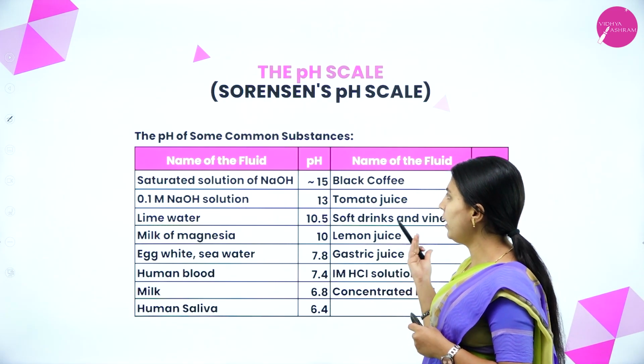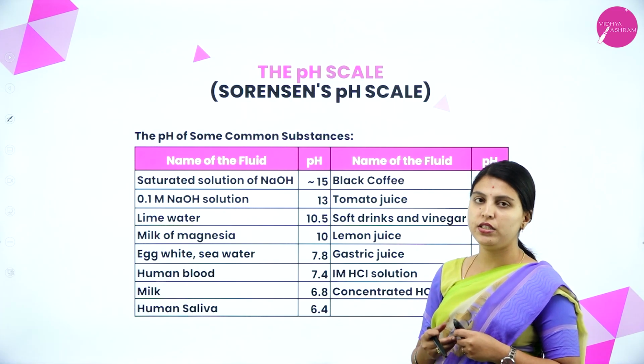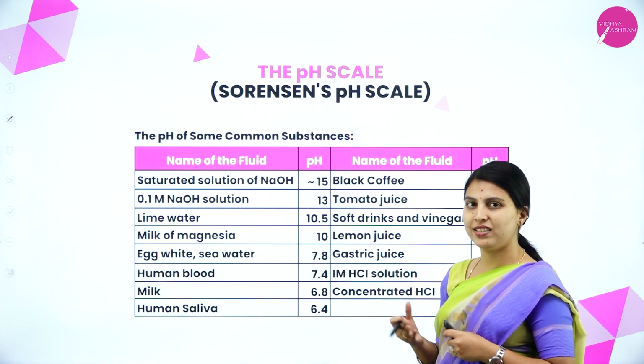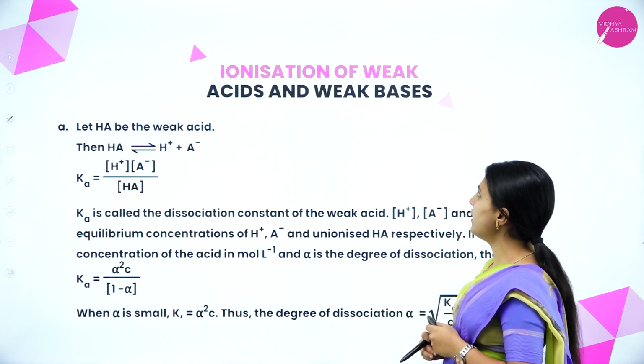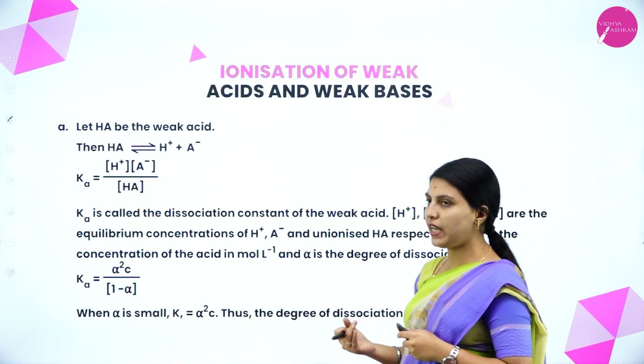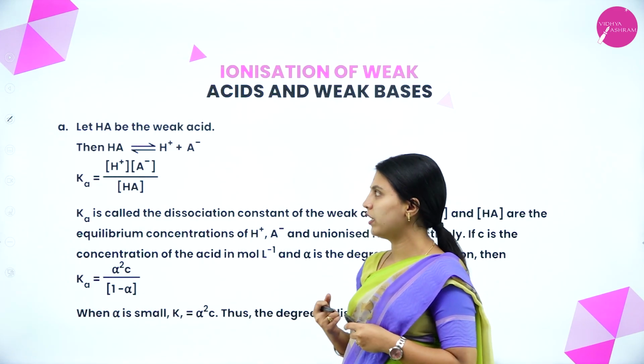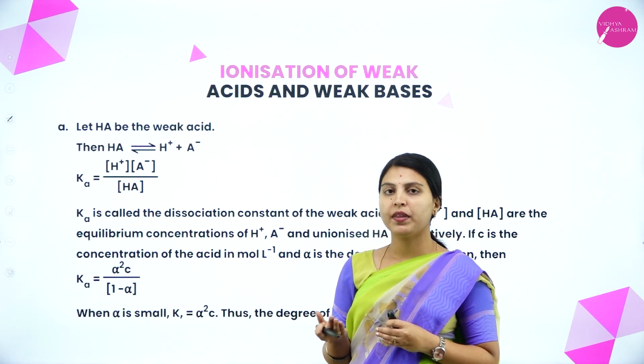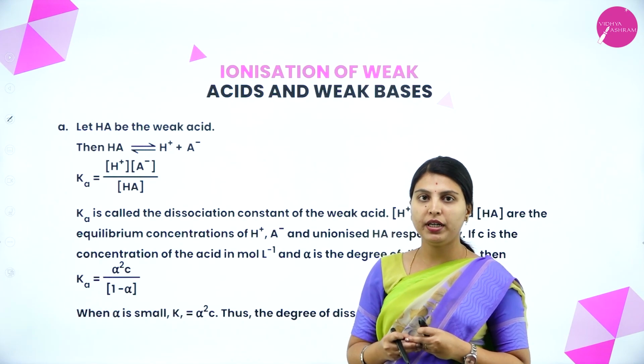These are some of the solutions with their pH that you should know. These are some of the examples. Next, ionization of weak acids and weak bases. How can weak acids and weak bases be ionized? You know that they ionize partially, but how?